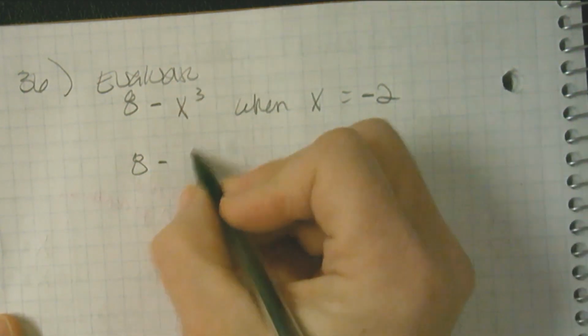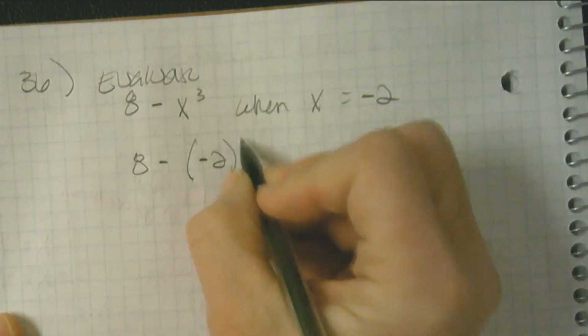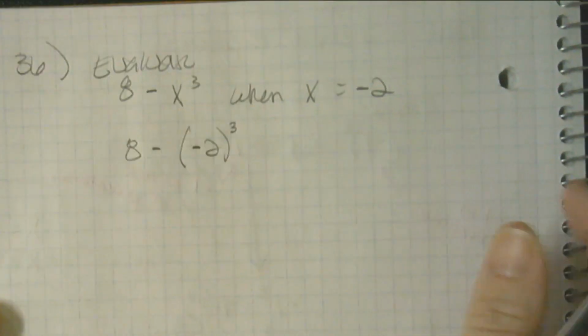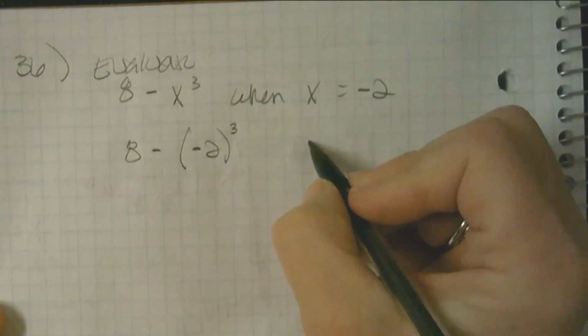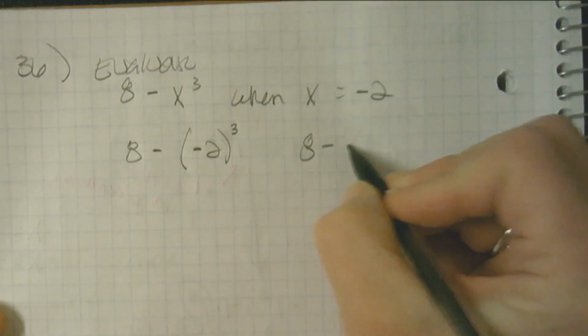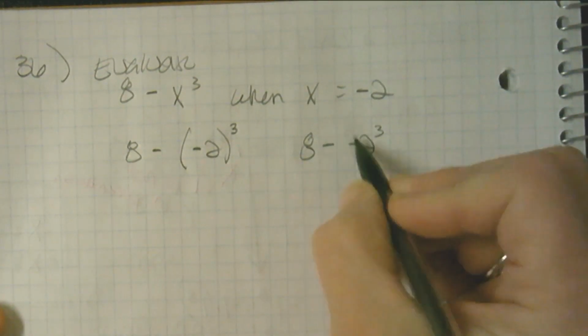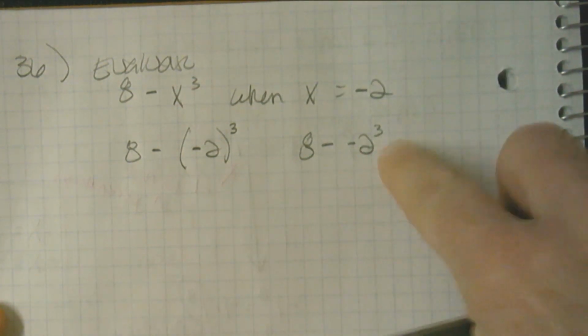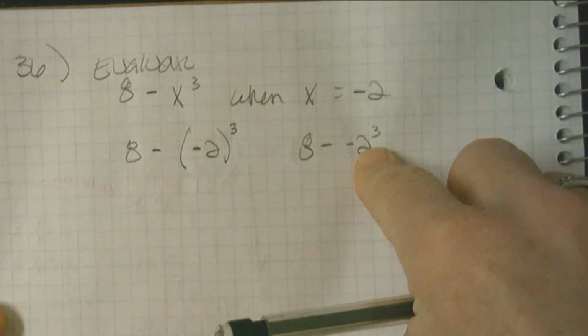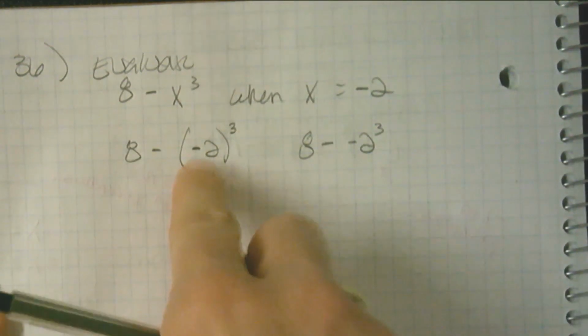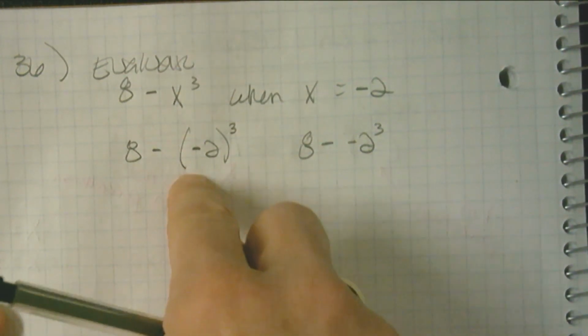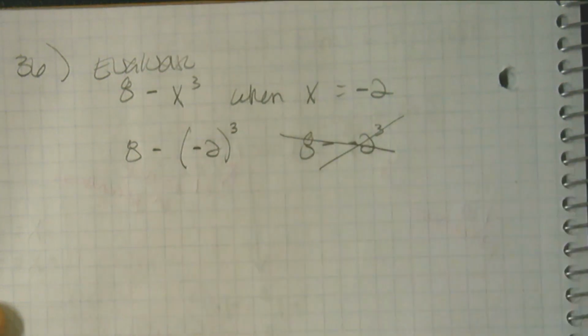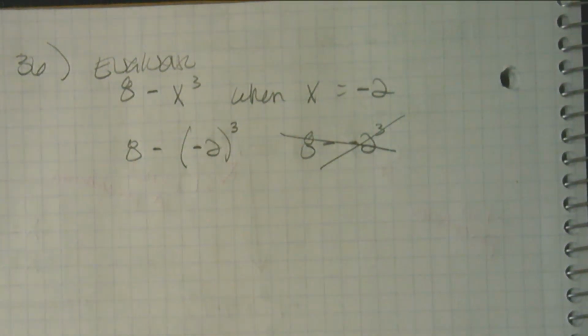So I have 8 minus, in parentheses, negative 2 to the third. If you did this, 8 minus negative 2 to the third, I will mark you down. Because this does not say my base is a negative 2. This, putting it in parentheses, says my base is a negative 2. Do you guys understand? And then we would go from there.